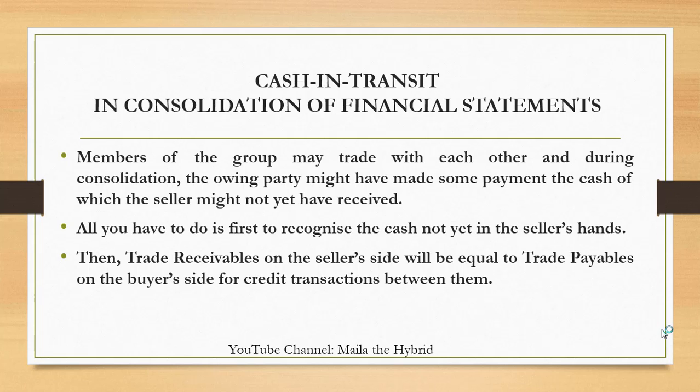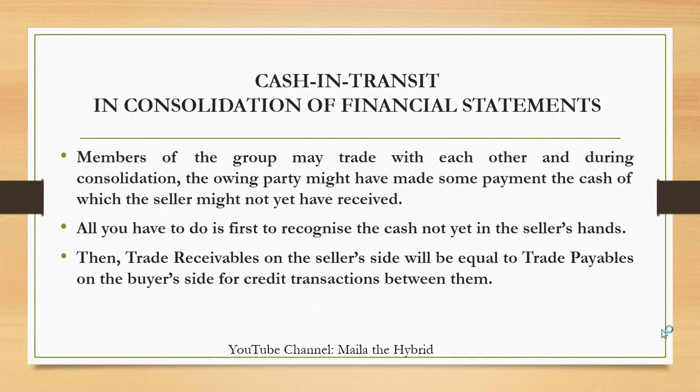So the first step is to record that cash on the supplier's side. That means the supplier will have to debit the amount of cash, and then credit the amount of trade receivables on its books. And then we'll have to eliminate the intragroup payables and receivables. And this arises when we are consolidating.